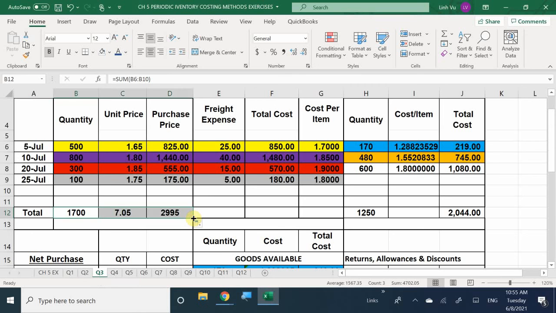I got $29.95. Good, $29.95. What was my total freight? 85 to give me a total cost of $30.80. Okay, good.